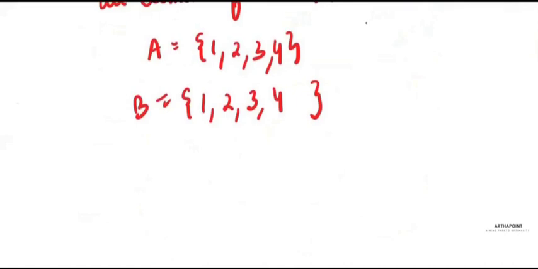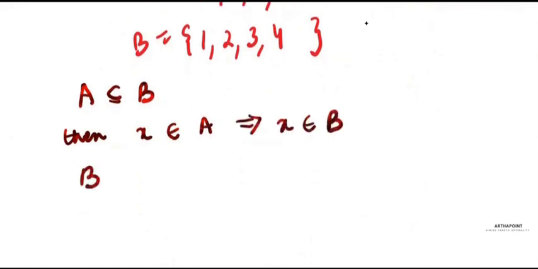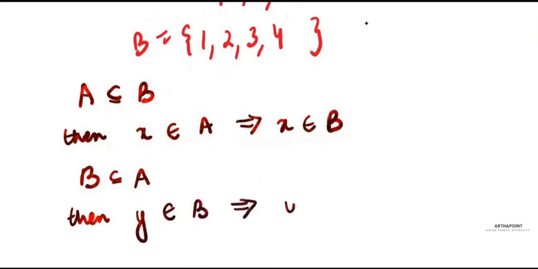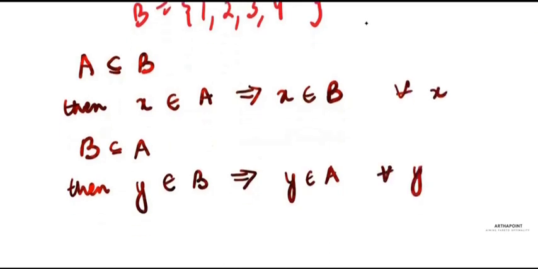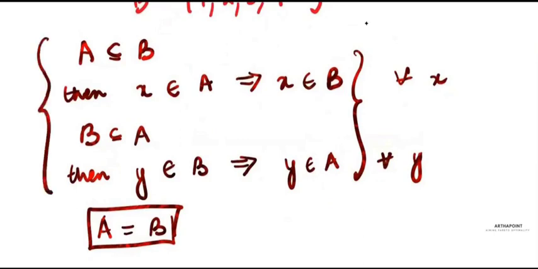And I want you to write this mathematically. So, you should be able to write that if A is a subset of B, then if any element x belongs to A, it also belongs to B. If B is a subset of A, then any element y that belongs to B also belongs to A. This is true for any x. This is true for any y. So from these two, we can say that A and B are equal. You should be able to represent things mathematically.